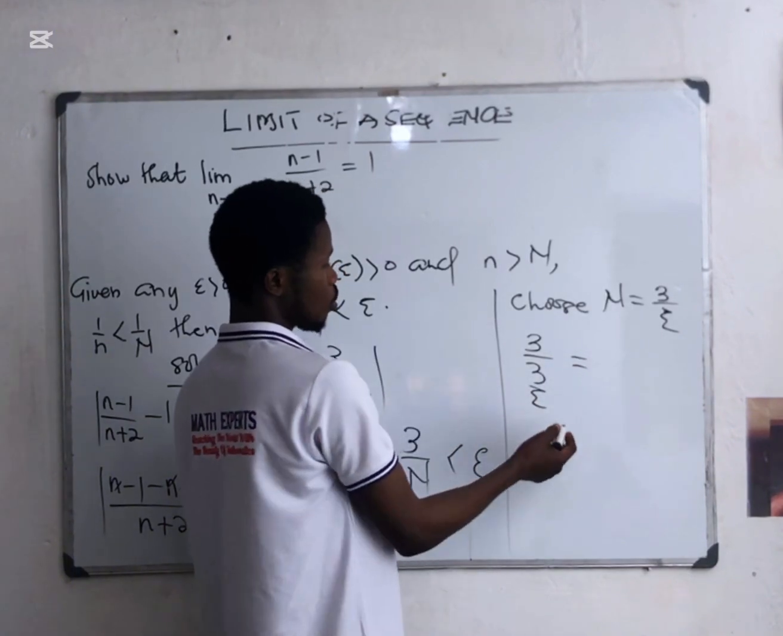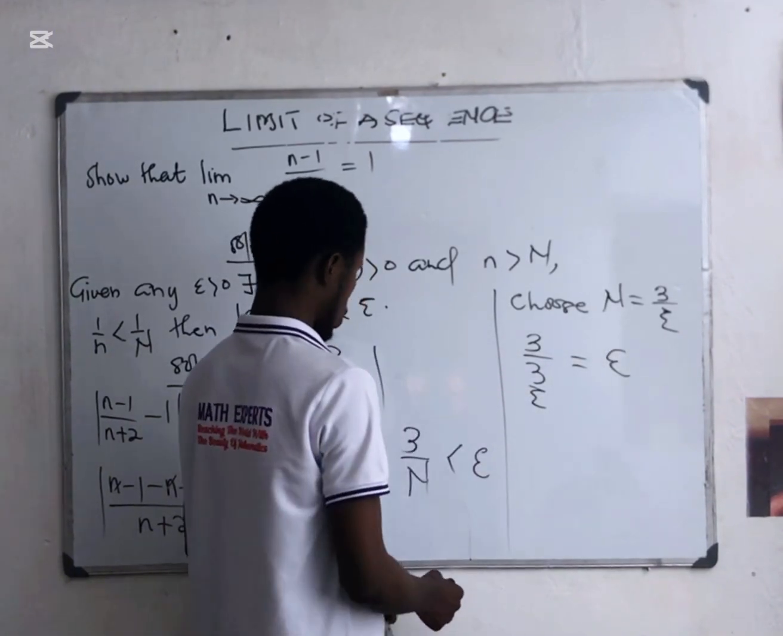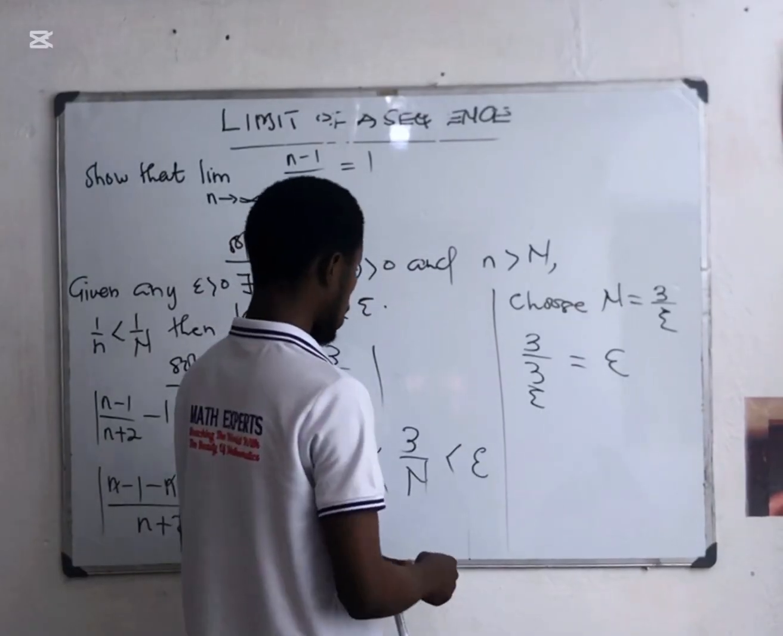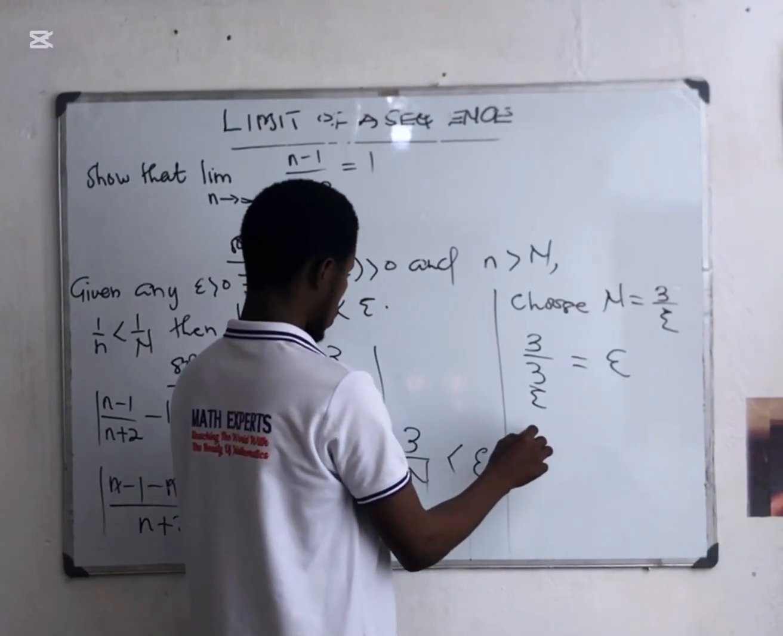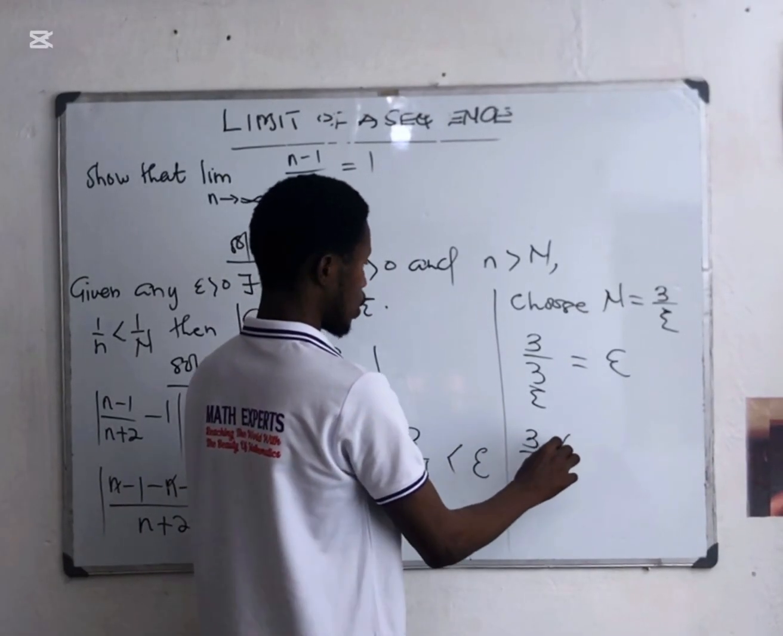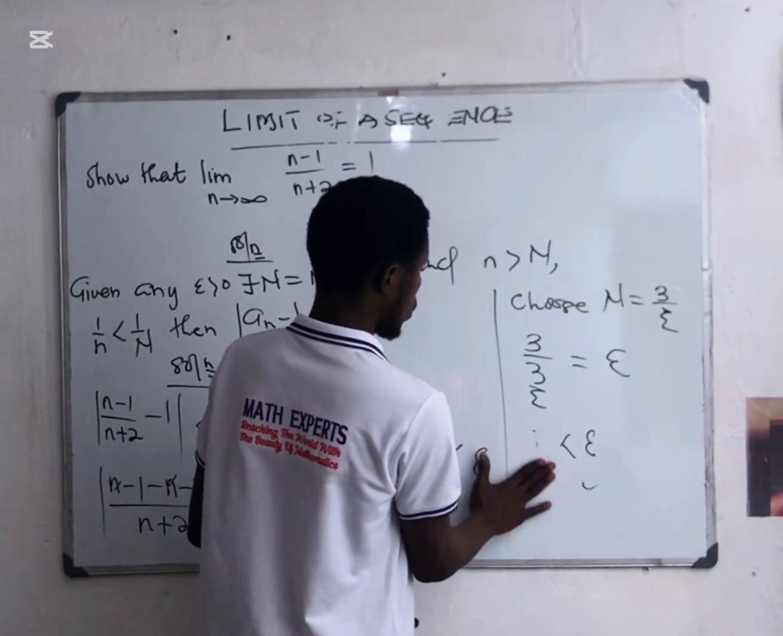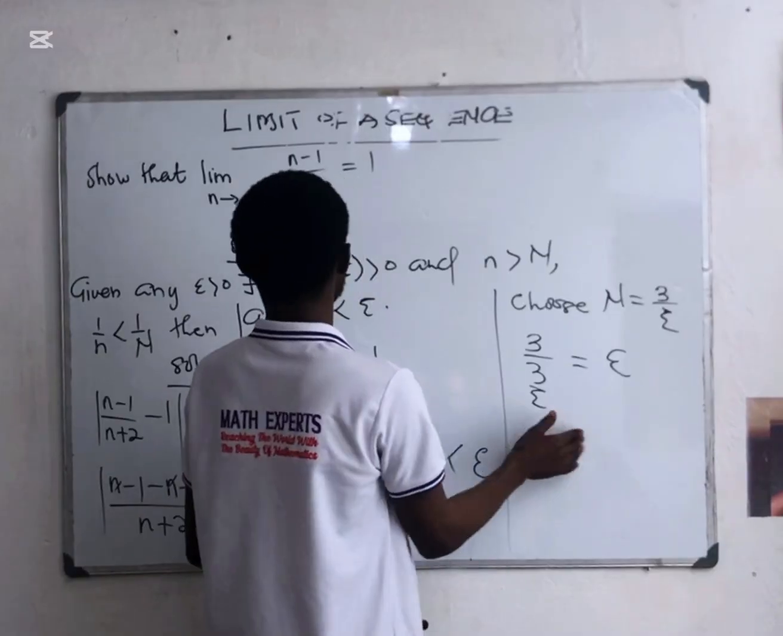How I saw the first one, you could see that this one you get epsilon. Is that okay? So per that we can see that 3 over n is less than epsilon. This is what we just want to prove. Let me go through. Let me write it there.